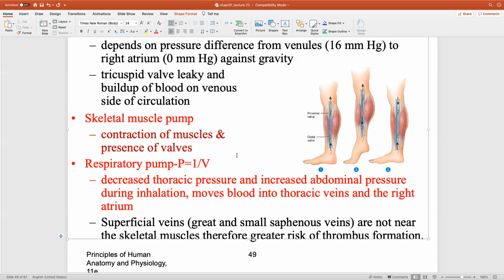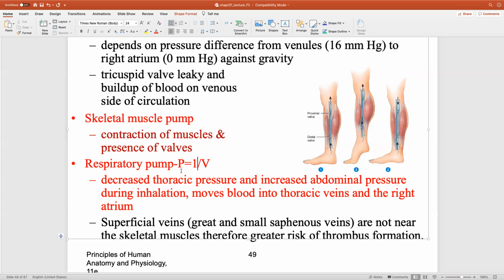So what happens when you take a deep breath? When you take a deep breath, your abdominal muscles contract. So what happens when the abdominal muscles contract? The abdominal size decreases. When there's a decrease in volume, the opposite occurs in the pressure. So when you take a deep breath, the volume of the abdomen is decreased. That causes a pressure increase in the inferior vena cava. So now there's greater pressure when you take that deep breath inwards.